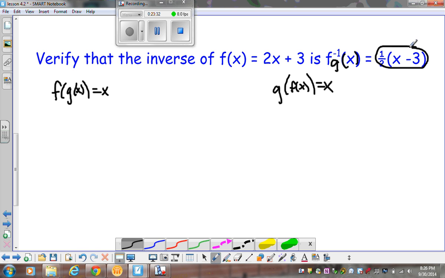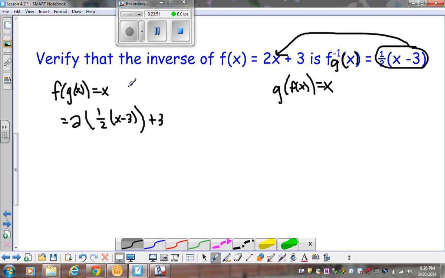So I'm going to take that piece and plug it back into my original. So I'm going to set up 2 times, in place of that x, I'm going to plug in 1/2 times x minus 3, and then plus 3. All right, so now you can do this one of two ways. I'm going to do it a quick way.